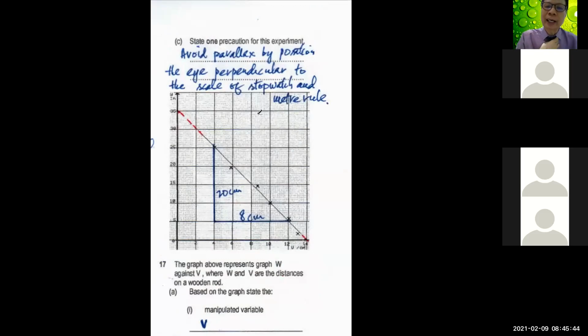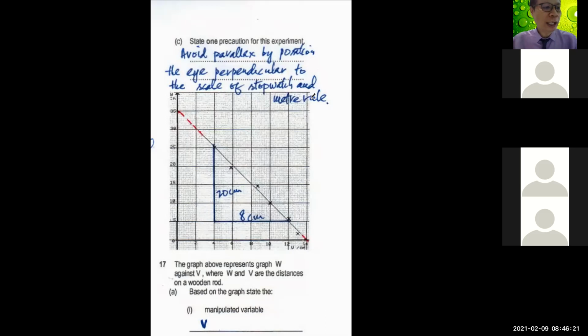So for the pendulum, the precaution is to avoid parallax error by positioning the eyes perpendicular to the scale of the stopwatch and meter rule. In this experiment, the instrument used is a stopwatch to record the time, the period, and you need a meter rule to measure the length of the thread. So the two instruments must be stated: stopwatch and meter rule. Avoid parallax error by positioning the eye perpendicular to the scale of the stopwatch and meter rule. Okay, this will be the precaution.